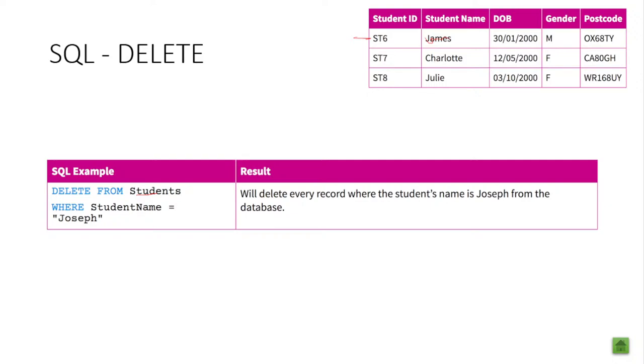So delete from the student table where student name equals Joseph. So anywhere, if you've got multiple Josephs in there, they're all going. They're all going.